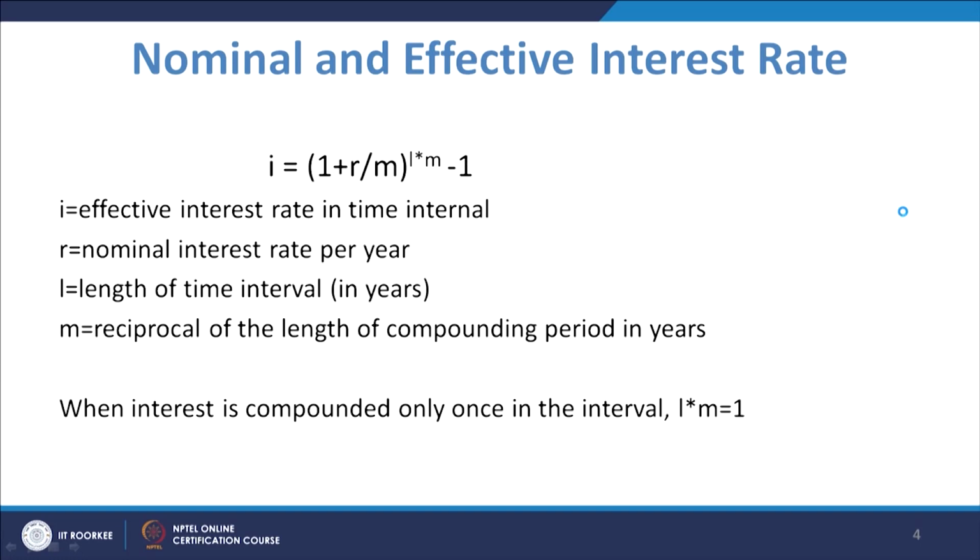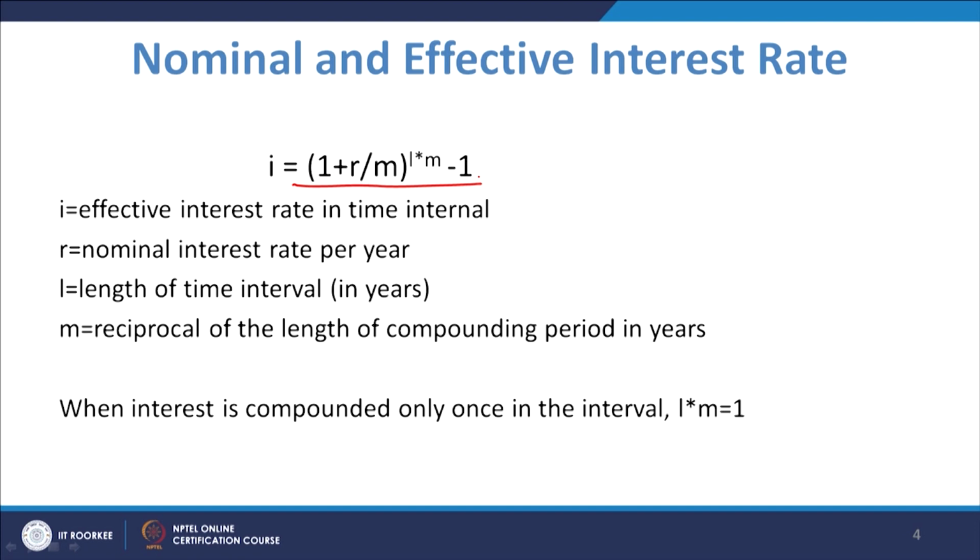Now, how are we defining this nominal and effective interest rate? The effective interest rate i will be equal to (1 plus r by m) raised to the power L into m, minus 1. So, this is the formula for the effective interest rate.